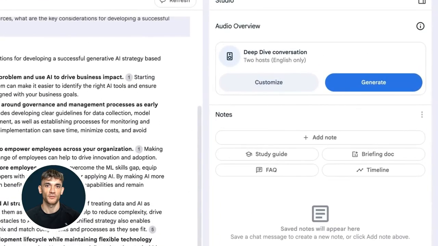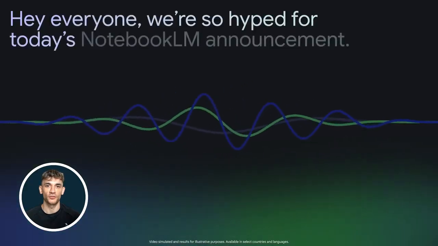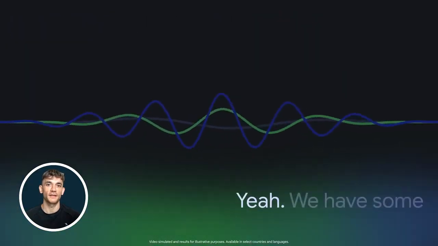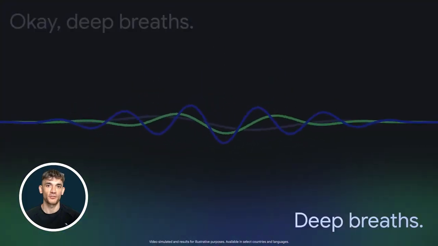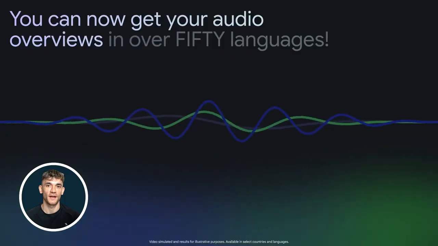Go to notebooklm.google.com. It's free, no credit card. Start a new notebook and upload your documents, PDFs, Google Docs, YouTube links, web pages, plain text, up to 50 sources on the free plan, 300 on plus. Each source can be up to 500,000 words.